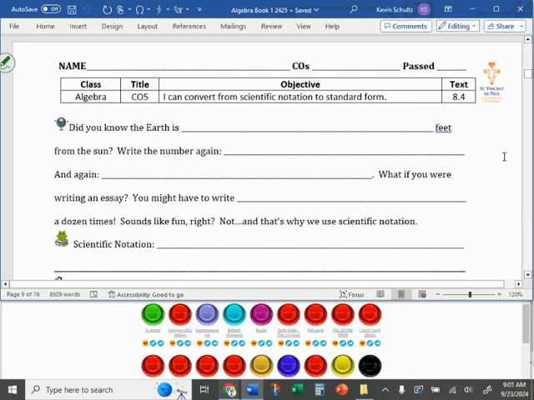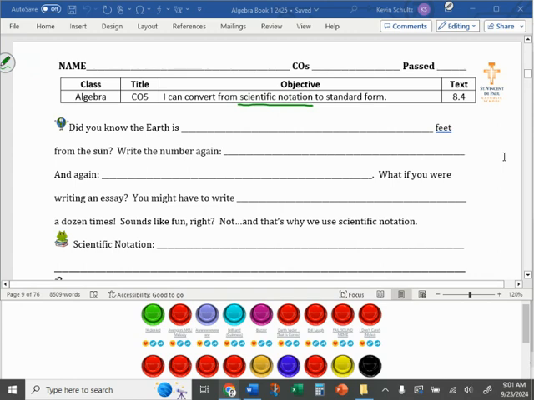Algebra, we are talking about CO5, which you see in the objective today, scientific notation. I don't know how math got stuck with scientific notation. It seems like a sciencey thing, but here we are. The whole point of scientific notation is, when you're dealing with really, really big numbers or really, really small numbers, having a different way to write them.